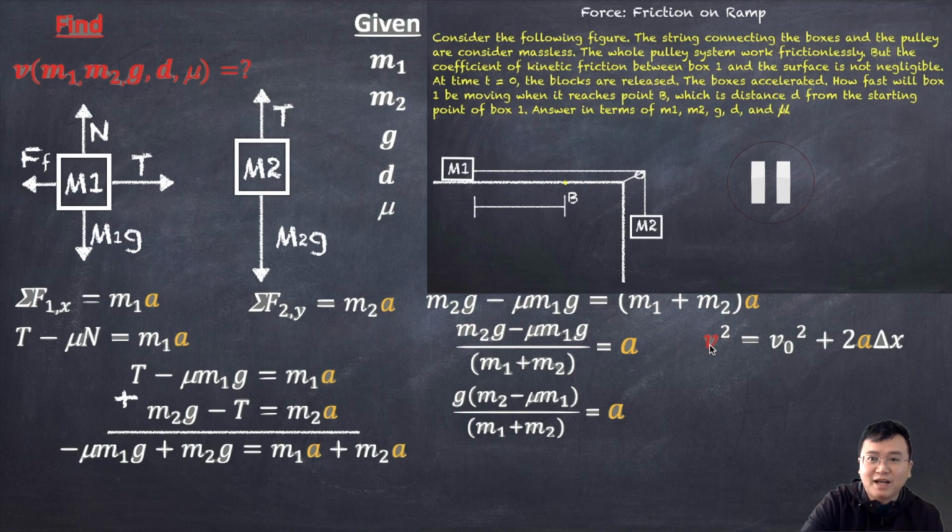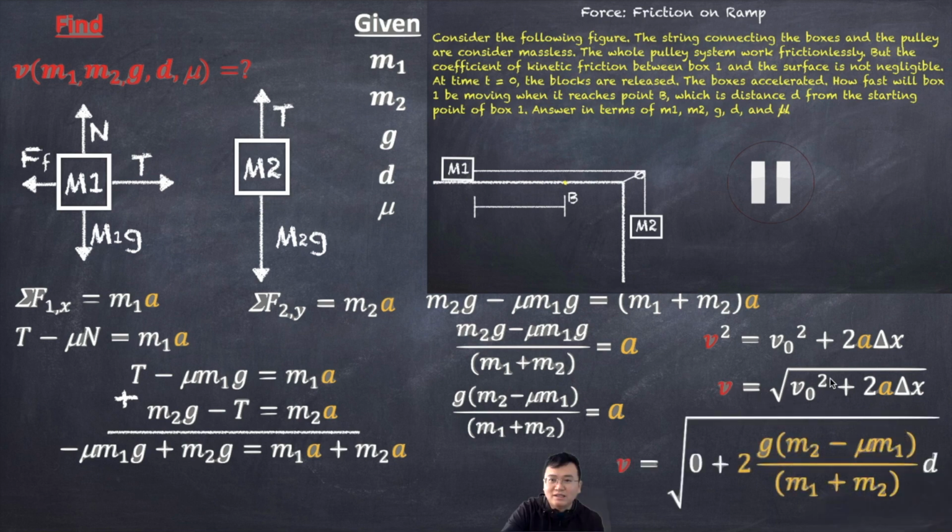With this, we need to find velocity, right? So I'm going to simplify that. I take the square root of both sides, which leaves me with v. I know that the starting velocity is 0, and the 2 is right here. And a is this whole thing right here, so I put that whole thing in for a. Delta x is nothing more than the distance, which is the variable d that's given to me. As you can see here, I have the velocity equation in terms of m2, m1, mu, and d. So I have accomplished everything that it is asking me to do.